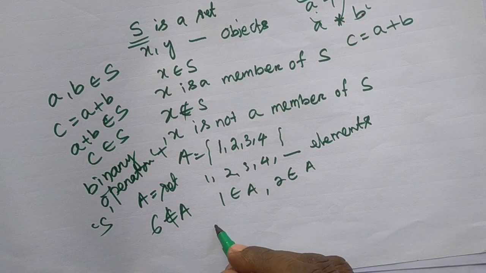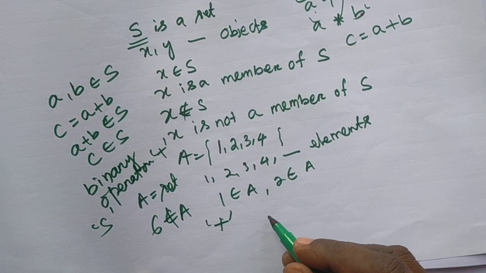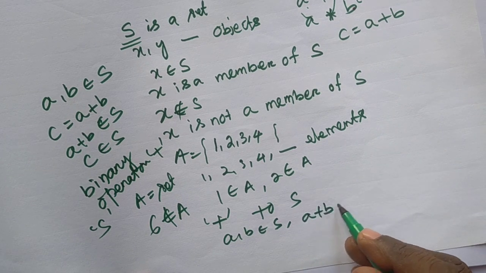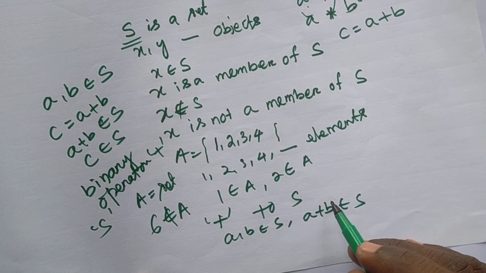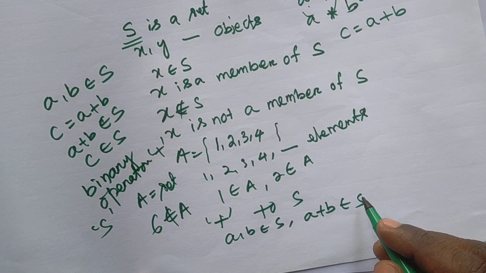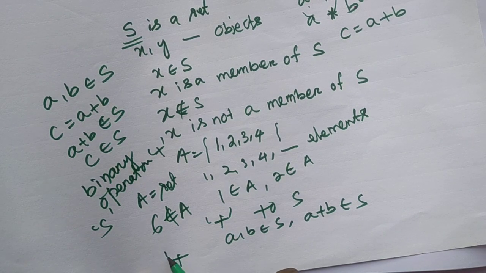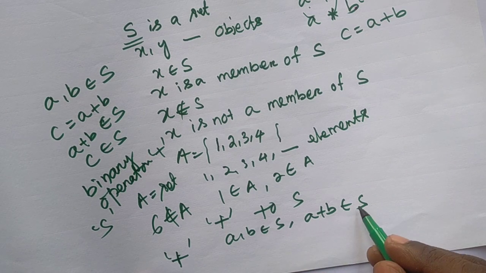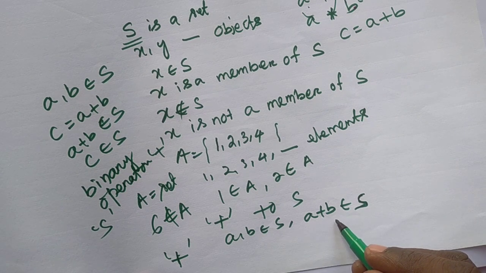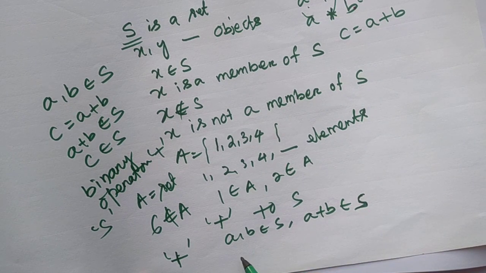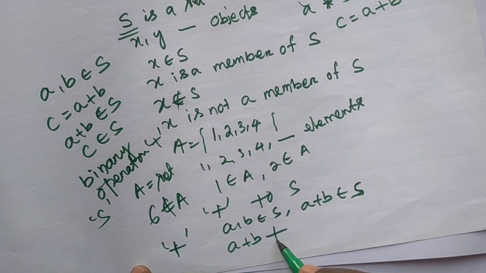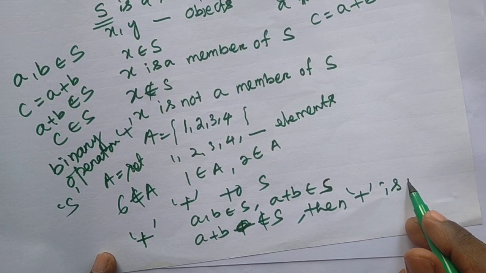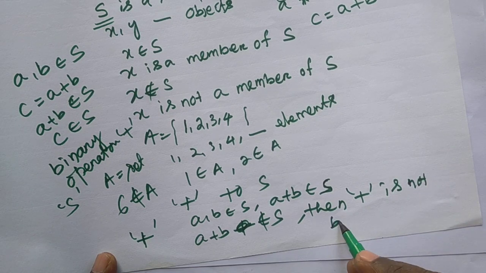Suppose plus is a binary operator on S: if A, B belong to S and A plus B belongs to S, then the binary operator is satisfied. Otherwise, we can say it is not a binary operator. That is, plus is not a binary operator if the elements evaluated through it do not belong to the same set S. Suppose A plus B doesn't belong to S, then this is not a binary operator.